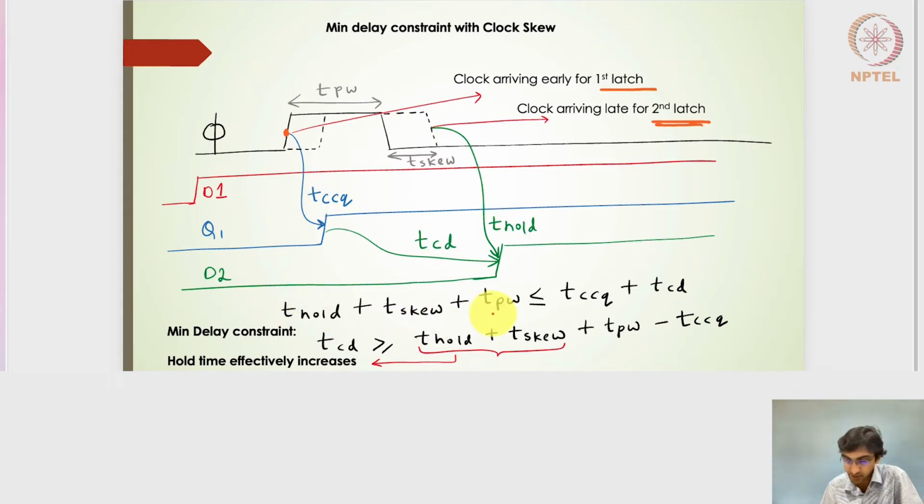So T hold plus T skew plus TPW on one side, and on the other side TCCQ plus TCD should be greater than or equal to those three parameters. All right. So what it means is the TCD value turns out to be greater than or equal to T hold plus T skew plus TPW minus TCCQ. Right. Effectively, what we are seeing is the T hold time. If the T skew is characterized in the minimum delay constraints, the TCD value needs to be increased compared to when the T skew was not there. Right. So effectively, the T hold is going to be increased. So the T hold time effectively increases if I consider T skew as one of the T hold parameters.